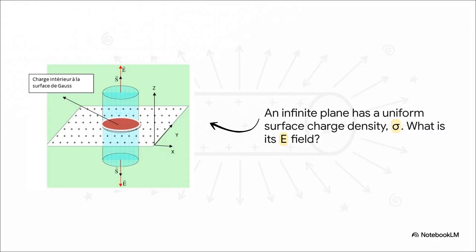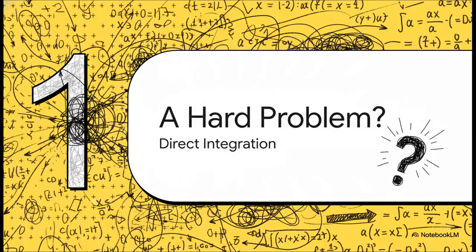Okay, so this is what we're looking at. Just picture a perfectly flat sheet that's infinitely large, with positive charge smeared out perfectly evenly all over it. We've got a name for that even spread, surface charge density, and we call it sigma. Our mission, should we choose to accept it, is to find the electric field E that this massive charged sheet creates.